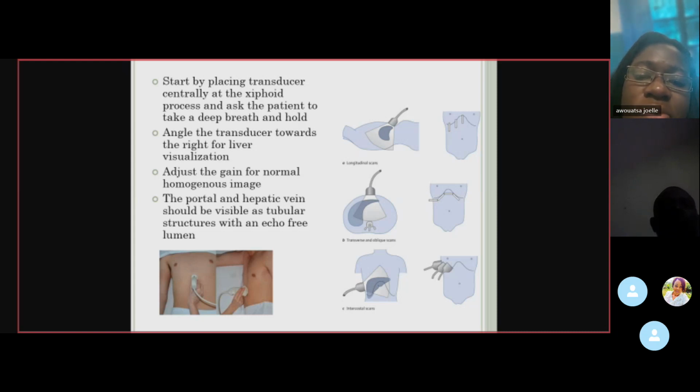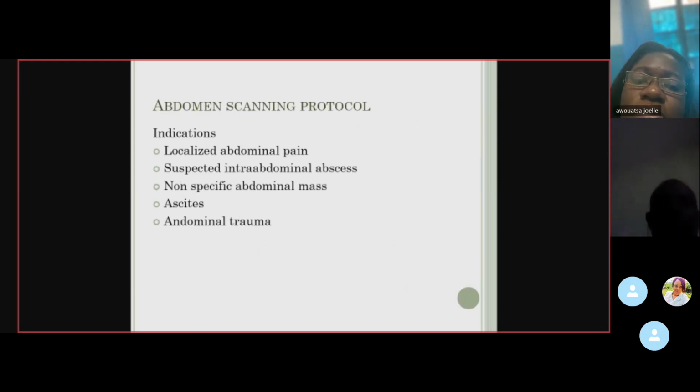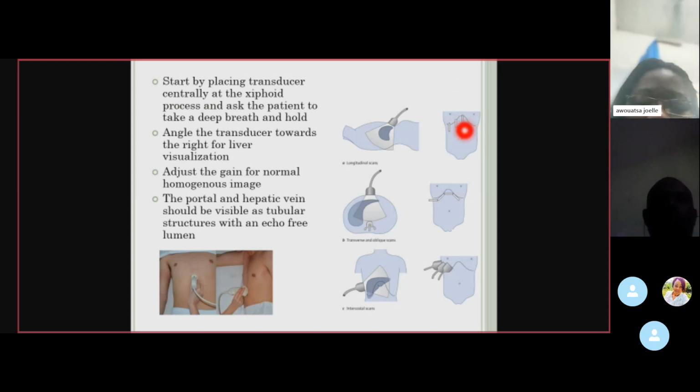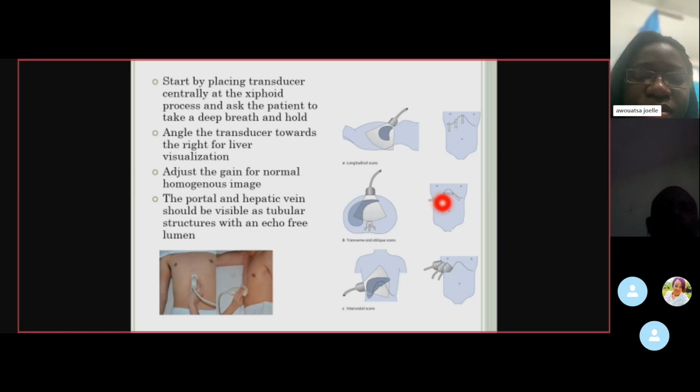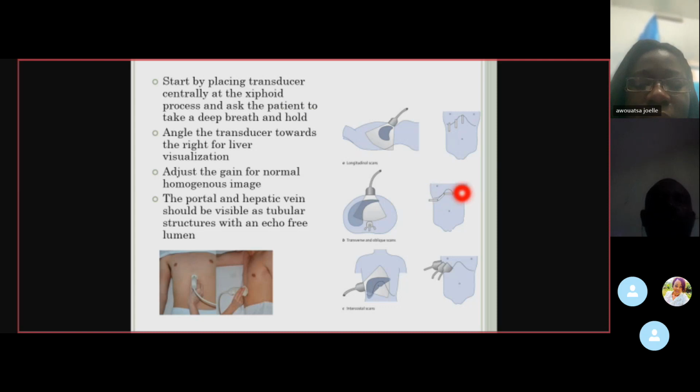In that same position, we move towards this side and then scan downwards, scanning this side also downwards, so that we can cover the whole abdomen. In this picture, they are scanning starting from the xiphoid process and moving towards the left side. It will be in a row, so keep moving so that you do not miss anything.